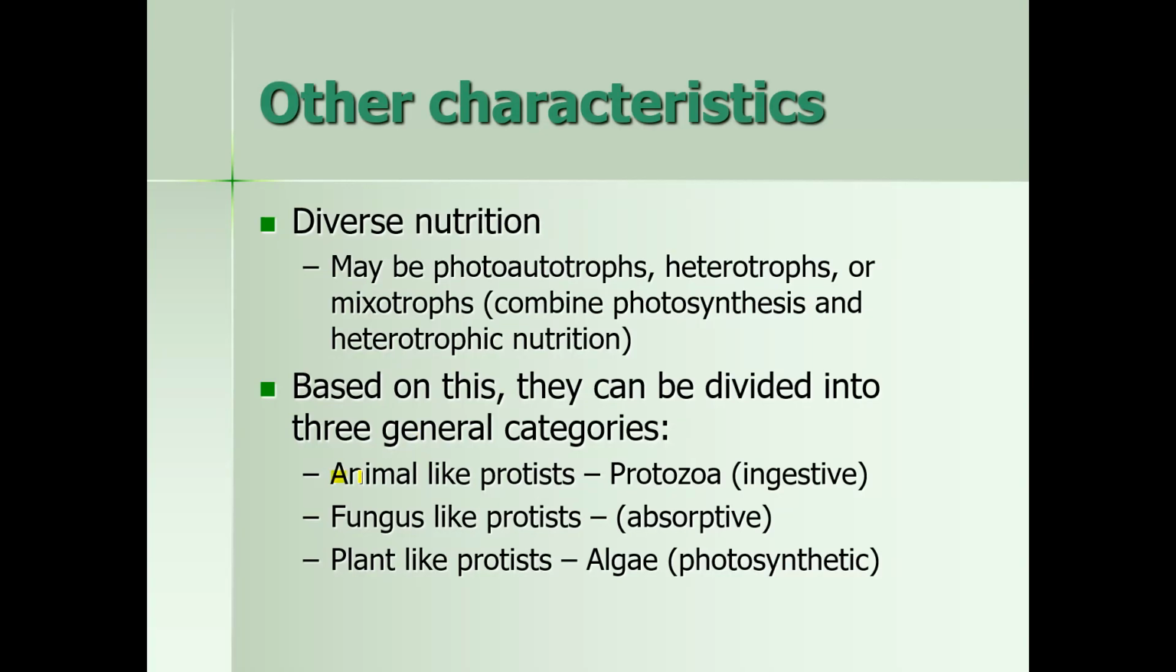And so what we have are animal-like protists, which are going to be heterotrophic. They're going to ingest things. Sometimes those are commonly called protozoa. You could have fungus-like protists that are absorptive. A lot of these are decomposers that break down material and then absorb the nutrients that they need. They don't really have a fancy name. And then you could also have plant-like protists, which we commonly call algae. And these are the ones that are going to be photosynthetic, and they're able to produce their own food using sunlight.